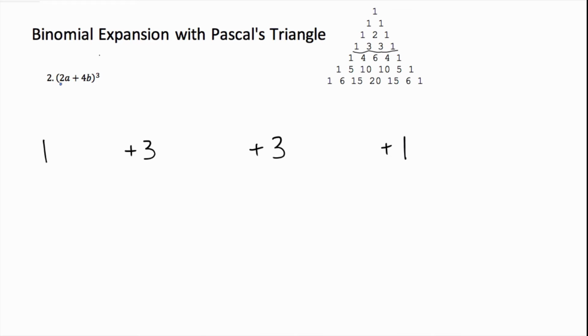The second step is to take the first term, start on the left side. So we'll say 2a, and since this binomial is to the 3rd power, we'll put this to the 3rd power. And we'll just go down by 1 each time. So 2a squared and 2a, and on the last one, we don't put anything.